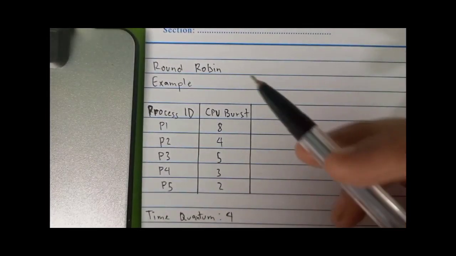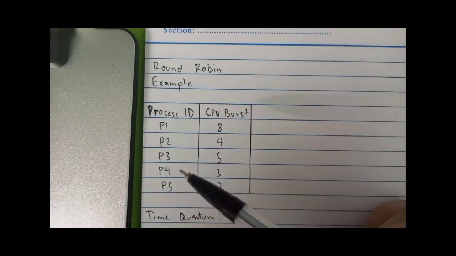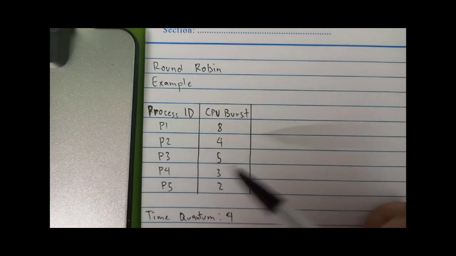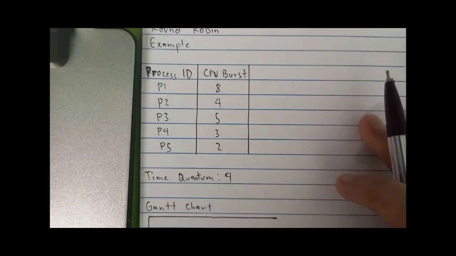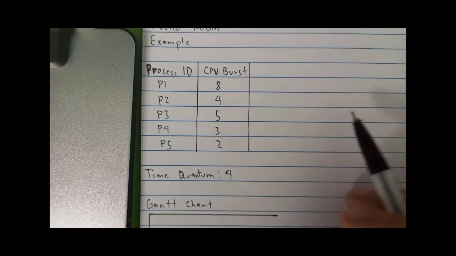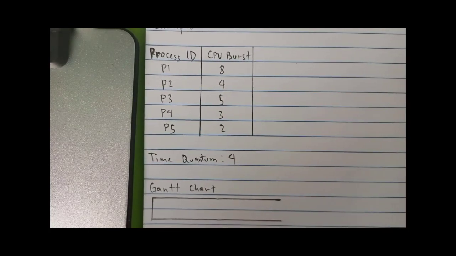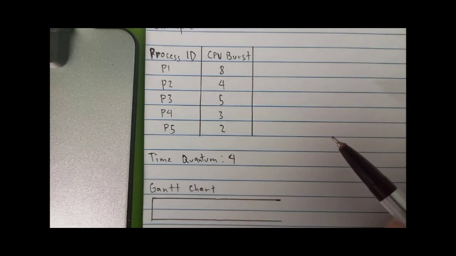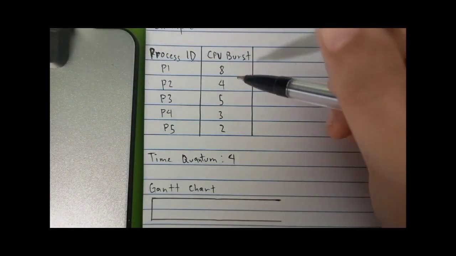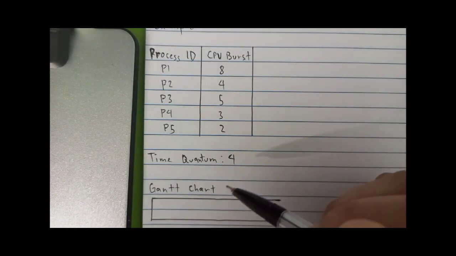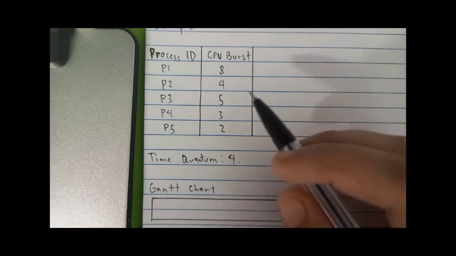So, in this video, meron tayong example ng round robin and meron na rin tayong 5 processes na may CPU burst in each processes. And meron tayong time quantum na 4, then meron na rin tayong Gantt chart. So, the first thing to do is, syempre dahil first come first serve ang round robin, ang uunahin natin is si process 1 na merong CPU burst na 8. Pero dahil ang time quantum natin is 4, 4 lang ang gagamitin natin sa CPU burst niya. So, here.